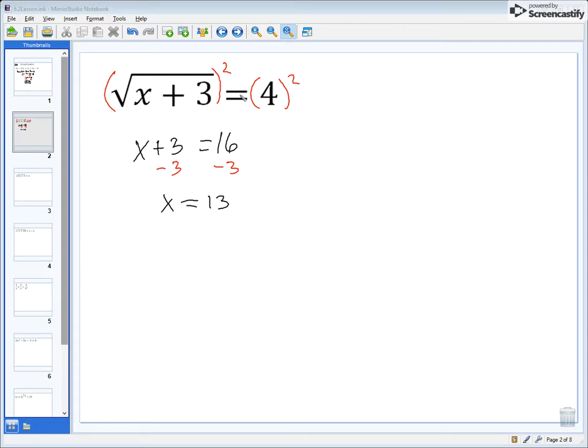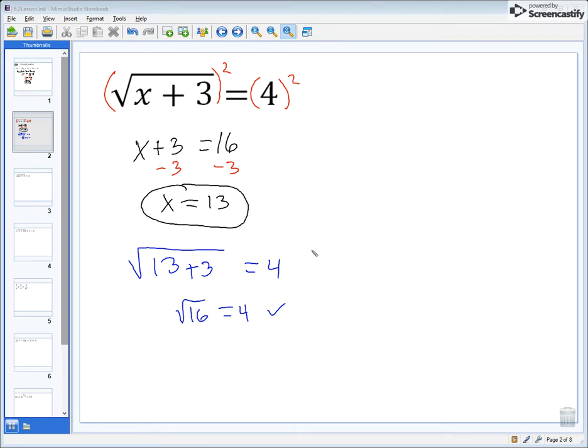Anytime you square an equation, you always want to check your answer to make sure that this works. Because sometimes you get answers that don't actually work, and those are called extraneous solutions. We'll run into those a few times during this lesson. So we're going to plug this back in. The square root of 13 plus 3, does that equal 4? 13 plus 3 is 16. The square root of 16 does equal 4, so it checks out. X equals 13 is the correct solution.